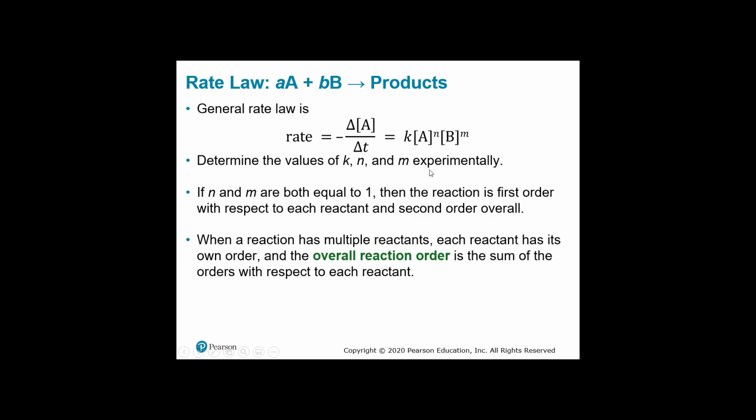So if n and m are both equal to 1, then the reaction is first order with respect to each reactant and second order overall. The concentration of A is first order with respect to that reactant, and the concentration of B is first order with respect to B, and summing them together gives second order overall. So when a reaction has multiple reactants, each reactant has its own order, and then there is an overall reaction order for the reactants in the general rate law here.